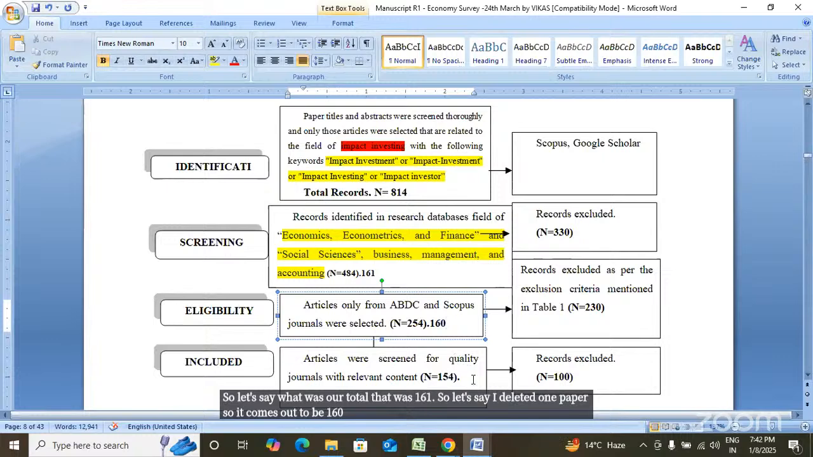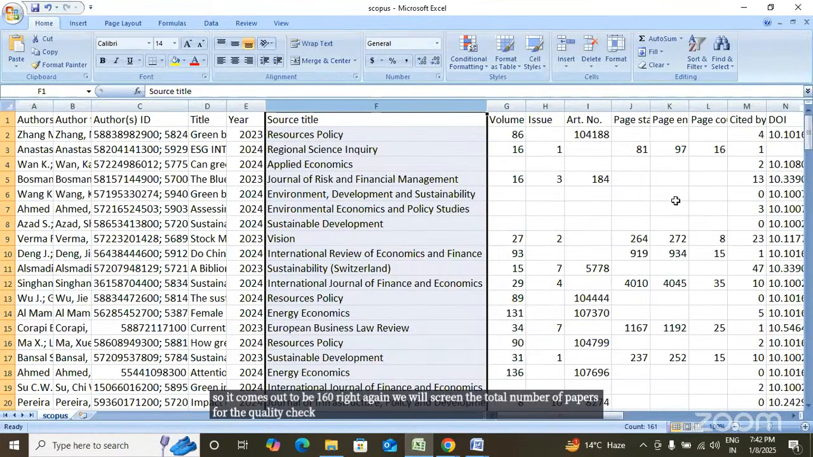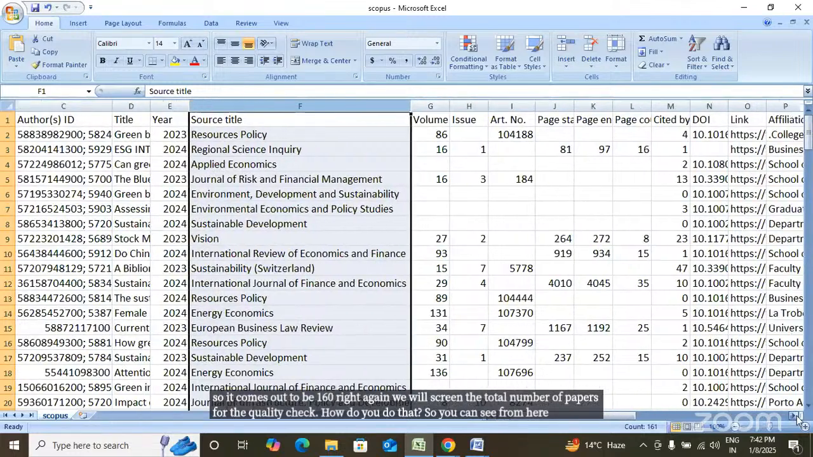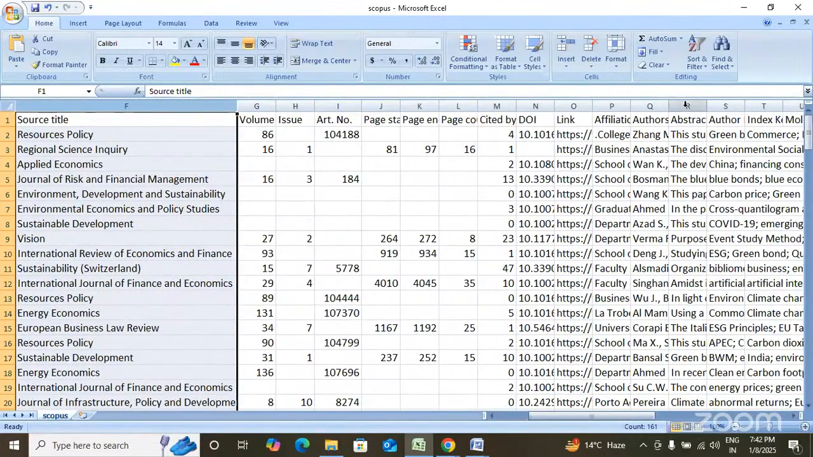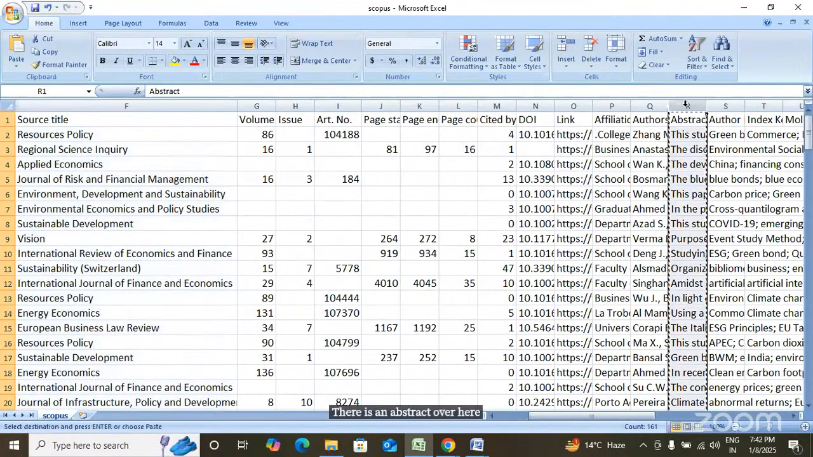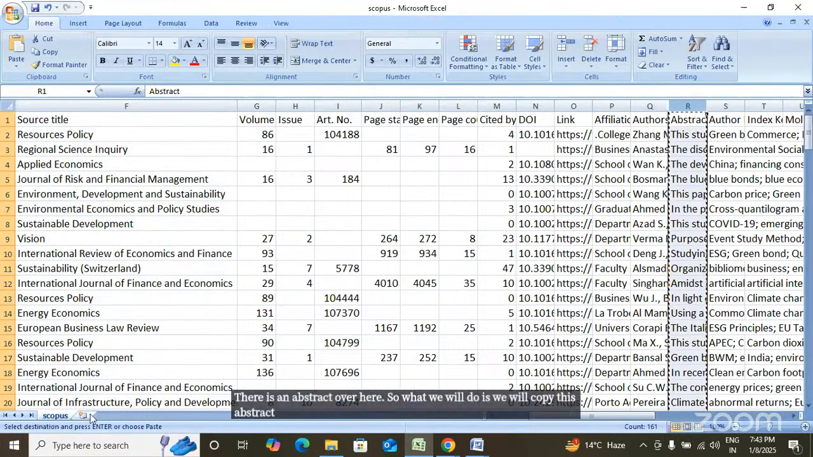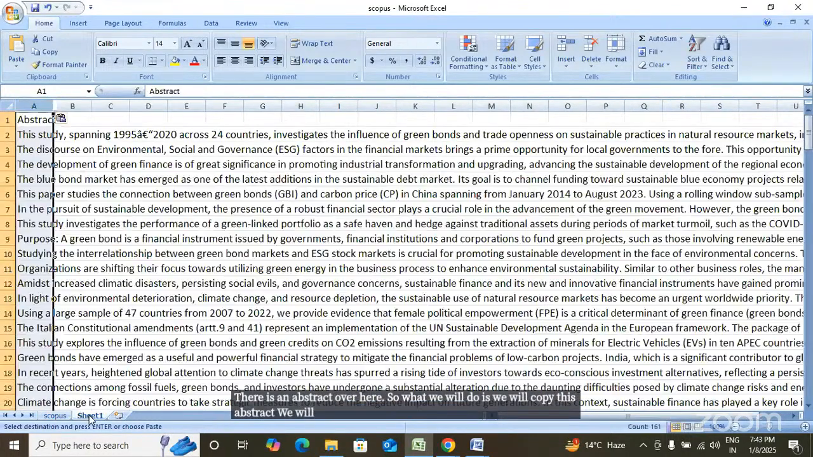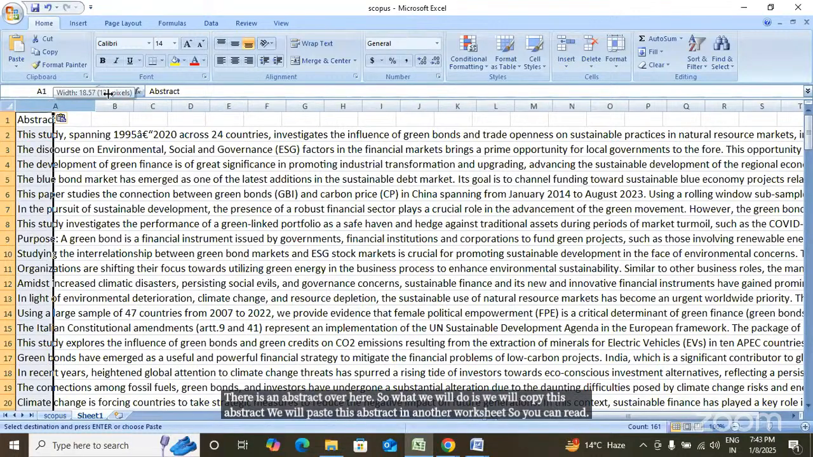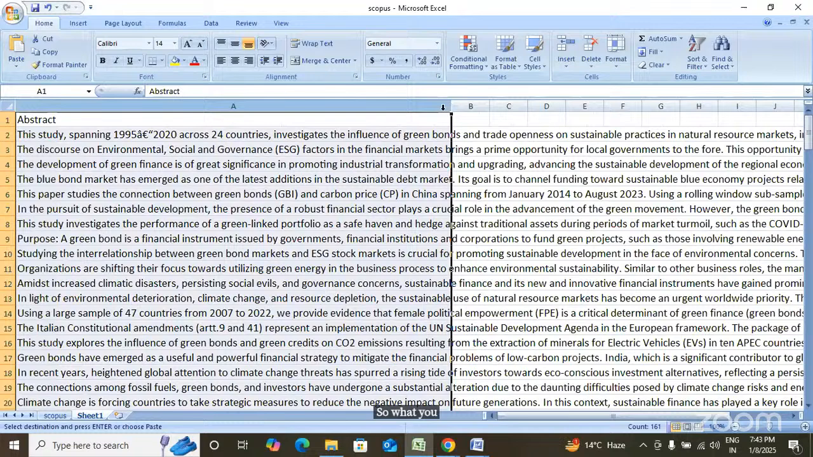Again, we will screen the total number of papers for the quality check. How do you do that? So you can see from here, there is an abstract over here. So we will copy this abstract and paste it in another worksheet, so you can read. What you can do is read these abstracts one by one.